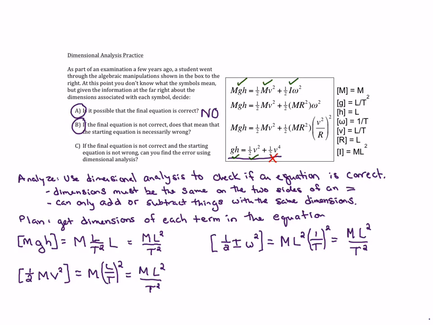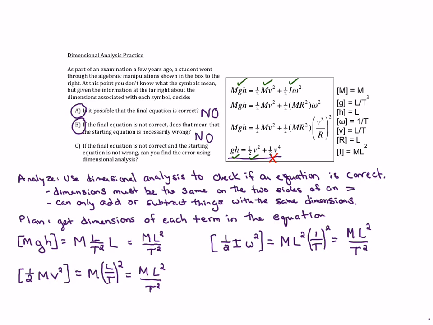So up here, every term has the same dimensions. So while we're not positive that this is a correct equation, it at least means that it is not necessarily wrong. There's nothing inconsistent in the dimensions of this. So we started with something that could be right up here. We ended with something that is wrong up here. So we now have the answer to part B. If the final equation is not correct, does that mean that the starting equation is necessarily wrong? This is another no, right? That starting equation is not necessarily wrong.